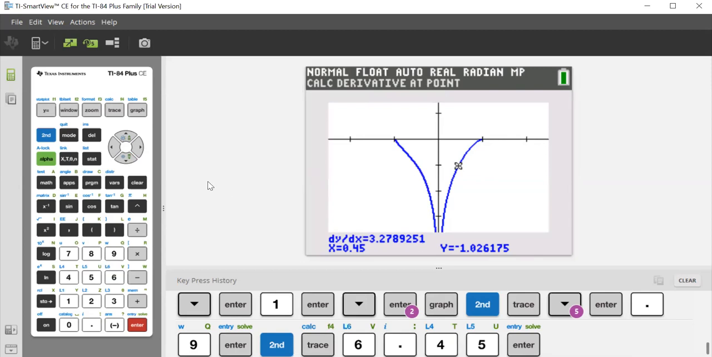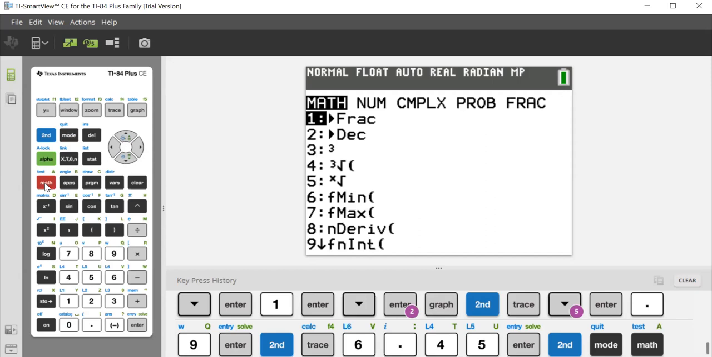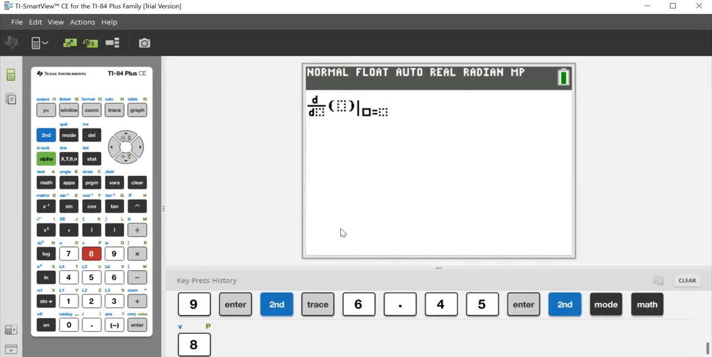The other way to do it is just go to the original home screen of your graphing calculator, and go to the math window and option 8 down there where it says nDeriv. Choose option 8, and it should bring up a window that looks like this if you have a TI-84 Plus, or even I think a TI-84.